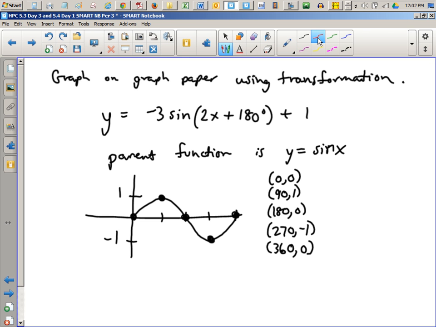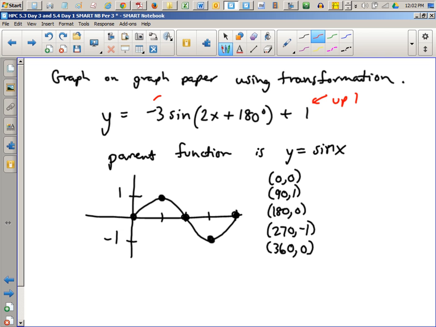Anyone volunteer a transformation? What's going on here? What do you see? Look at my equation. I got -3 sine 2x plus 180 all plus 1. Lots of things going on here. Don't graph on the calculator. Graph it by hand. What does the plus 1 mean at the very end? What is that? Okay, up 1. Got it.